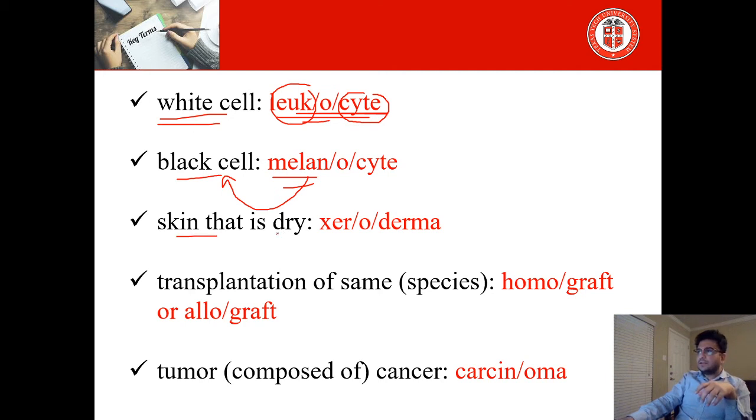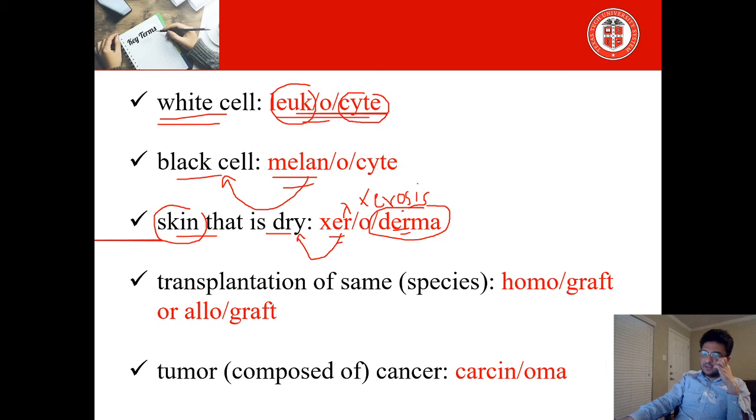And the skin that is dry is xeroderma. I think I've talked about it, that skin is derma and xero is dry, and I've talked about xerosis in a couple of slides before, which is dryness, because normally our eye is kept moist by lacrimal fluid secretion. So if the cornea is dry, that's corneal xerosis. If the conjunctiva is dry, that's conjunctival xerosis. And if the skin is dry, that's xeroderma.